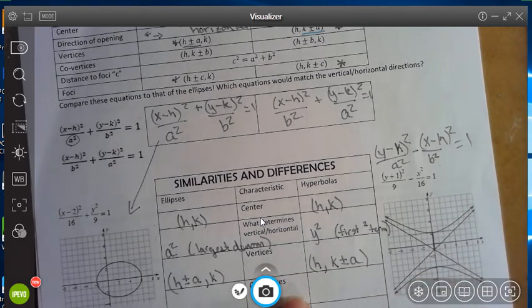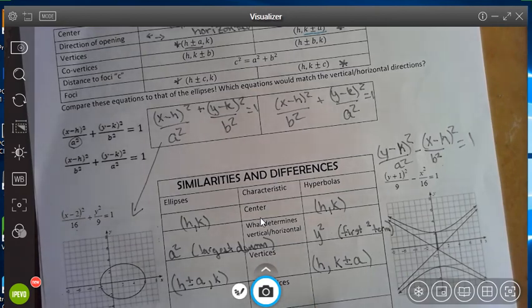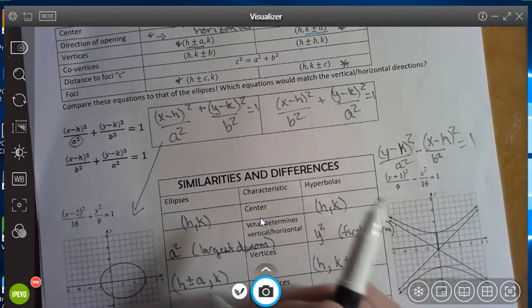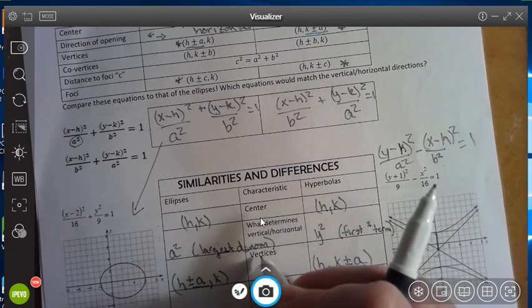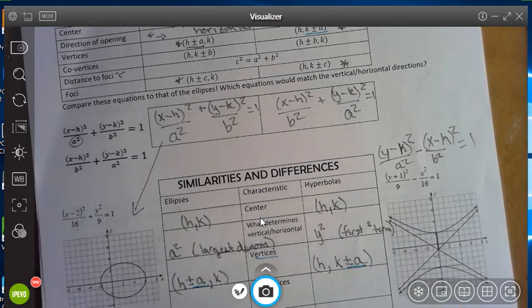The biggest thing I want you to catch on this is that what we're adding to each part for the vertices, there is a commonality even though they're different. We're adding plus or minus a. It's just added to y in one case and x in the other, or h versus k. All right, but the h is always an x value, k is always a y value.